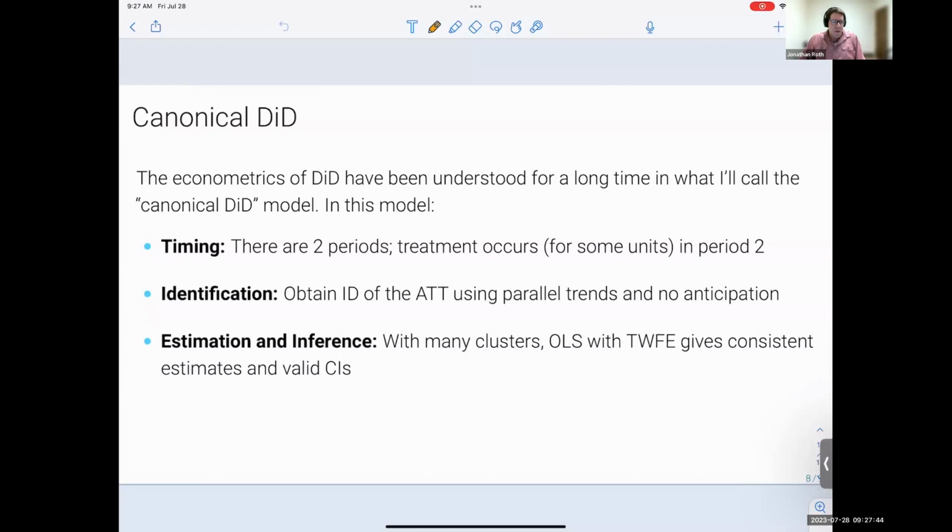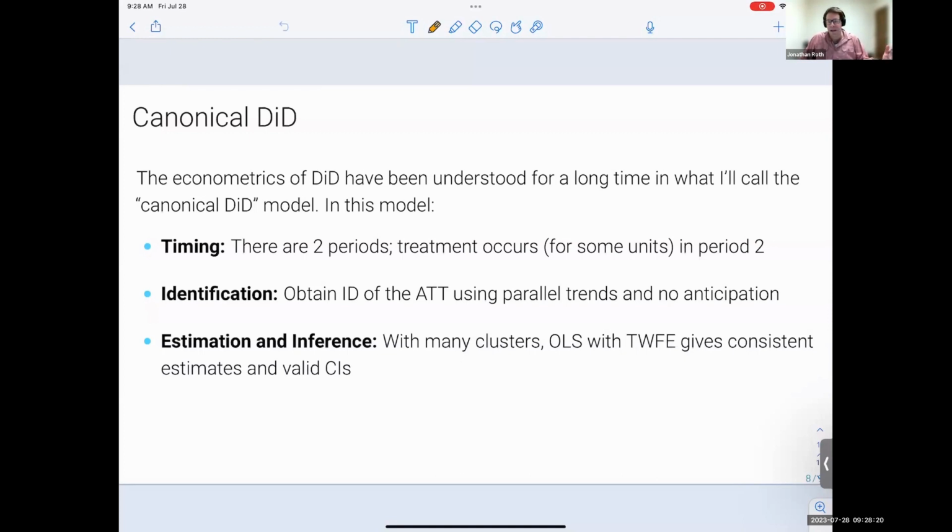My short answer to that would be that I think we have understood for a long time how difference and differences works in what I'll call the canonical difference and differences model. If you learned about difference and differences in undergrad, this is probably the model that you saw. It has the following components. There are 2 time periods, and the treatment occurs in the second period for some of our units. So we have some units that are not treated in either period. We have some units that are treated in period 2, but not in period 1.